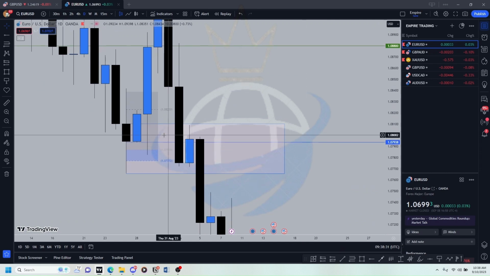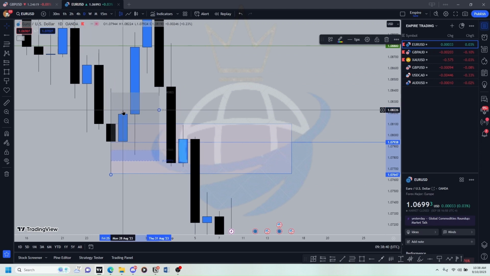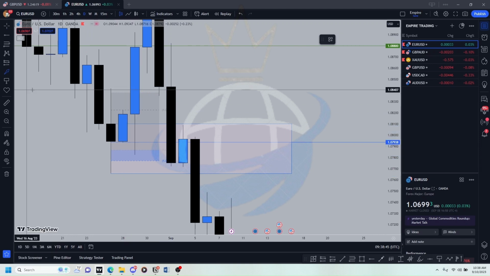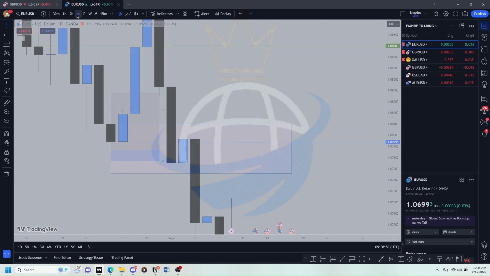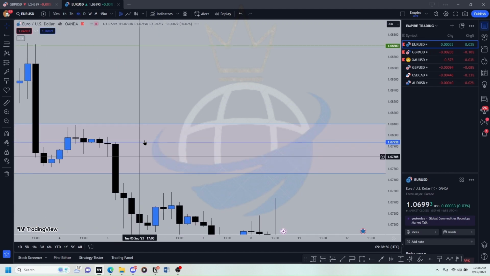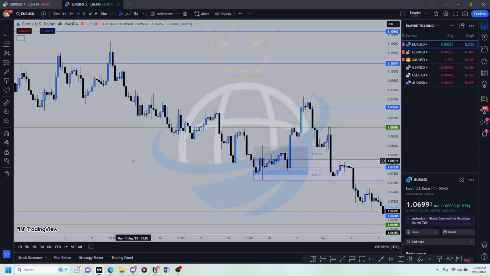I drew my fib from the low to the high of the previous day before the move, which is this candle here. Let me do this again. Here is that low, and that high there is where I drew it from the low to this high. Right now we have that demand area already created.